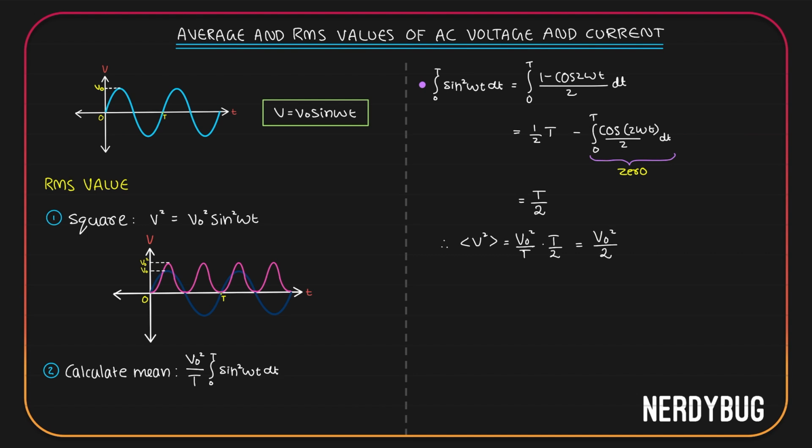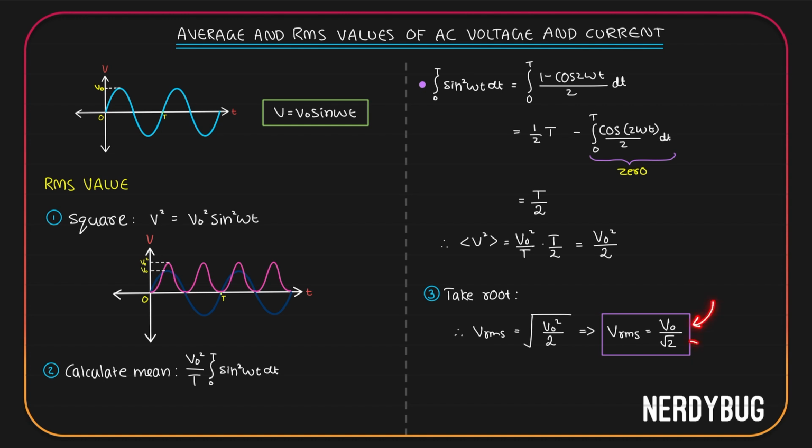The third step to find the RMS value is to take the root. So v RMS is going to be root of v naught square divided by 2, or v RMS is v naught divided by root 2. RMS value of a sinusoidally varying quantity is its peak value divided by root 2. RMS value lets us know the effective power of alternating current or voltage.